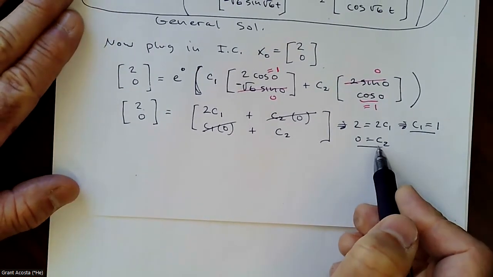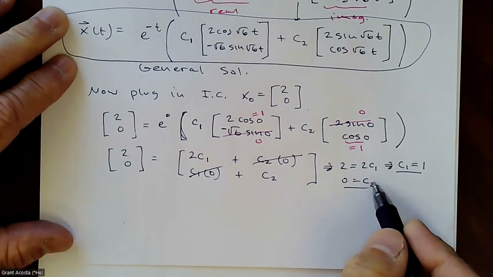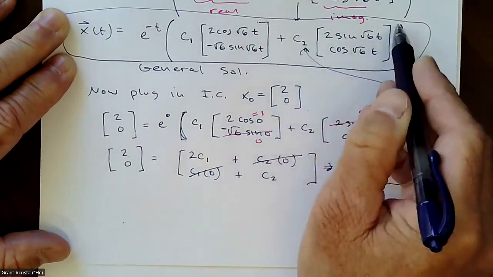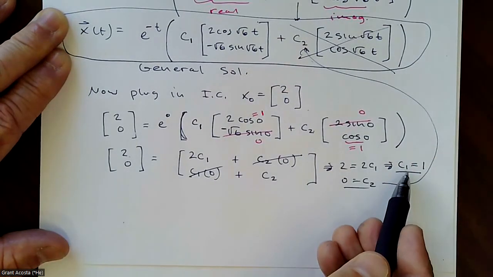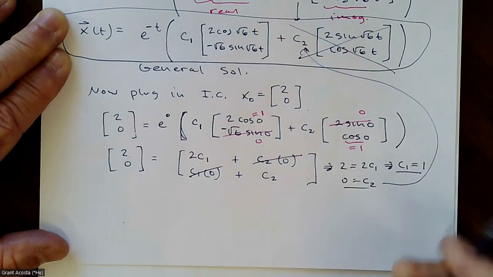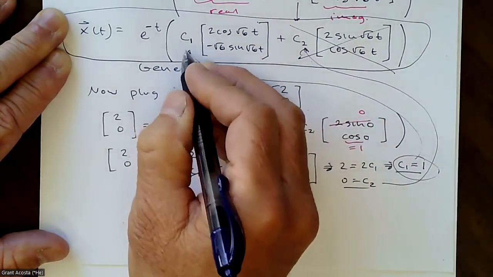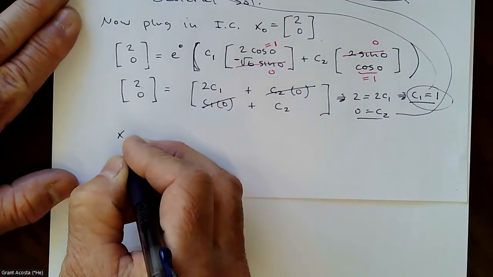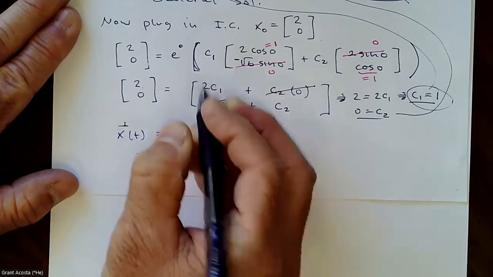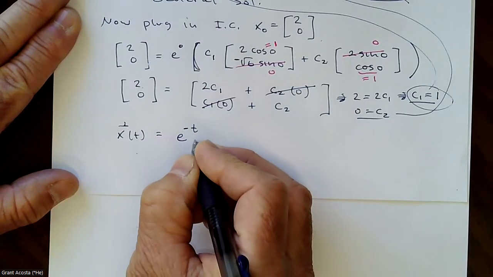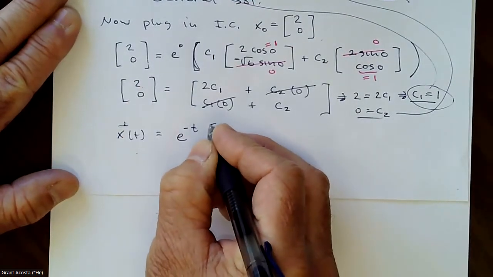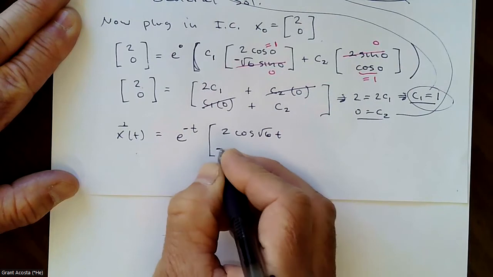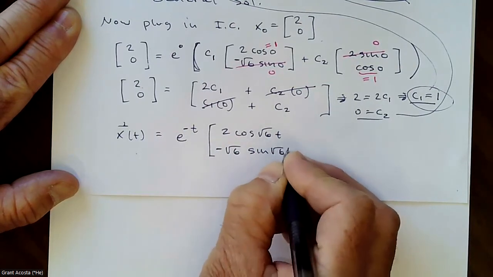Okay, so if c2 is 0, let's go back to our general solution. In this particular case, because c2 is 0, it's going to wipe out this part of my solution. And to get my final solution, all I have to do is take c1 equal to 1 and put that in here. Of course, c1 being 1, you're not going to notice it. So my final solution is x of t equals e to the negative t times c1, but that's just 1, times 2 cosine of root 6t negative root 6 sine of root 6t.